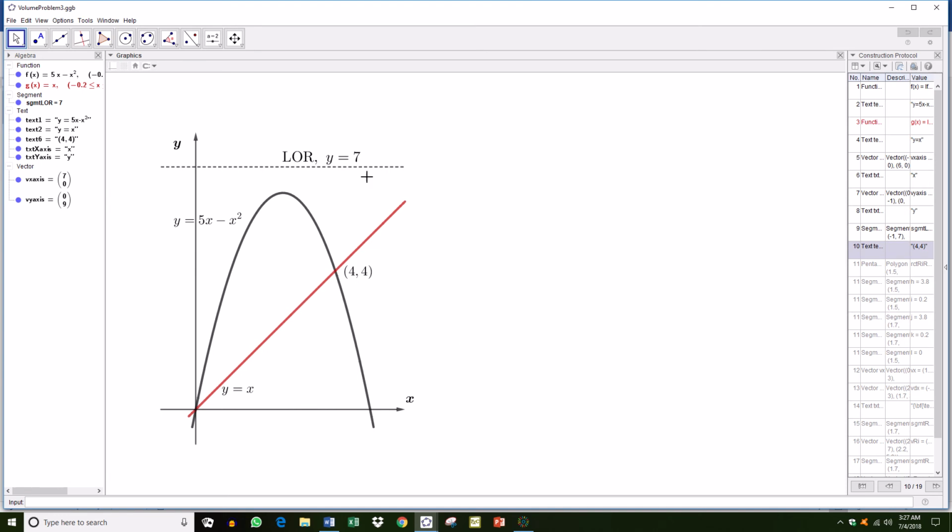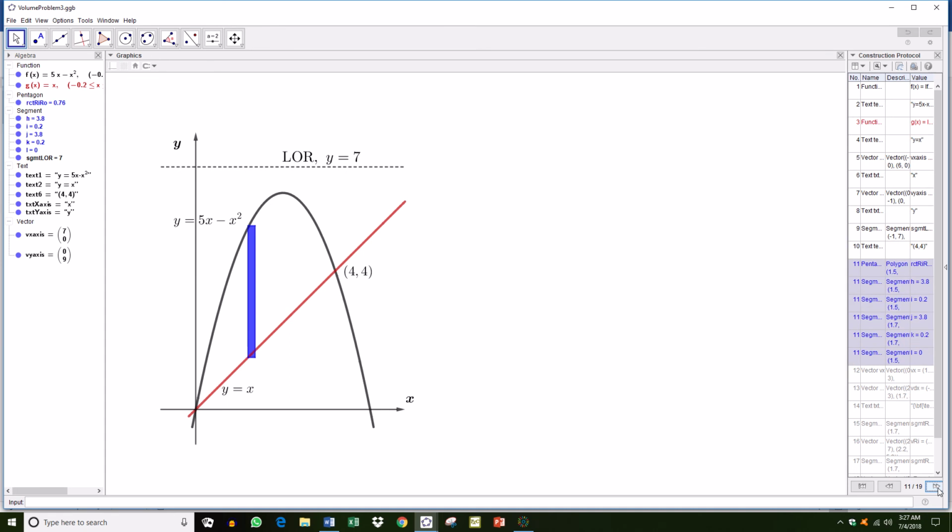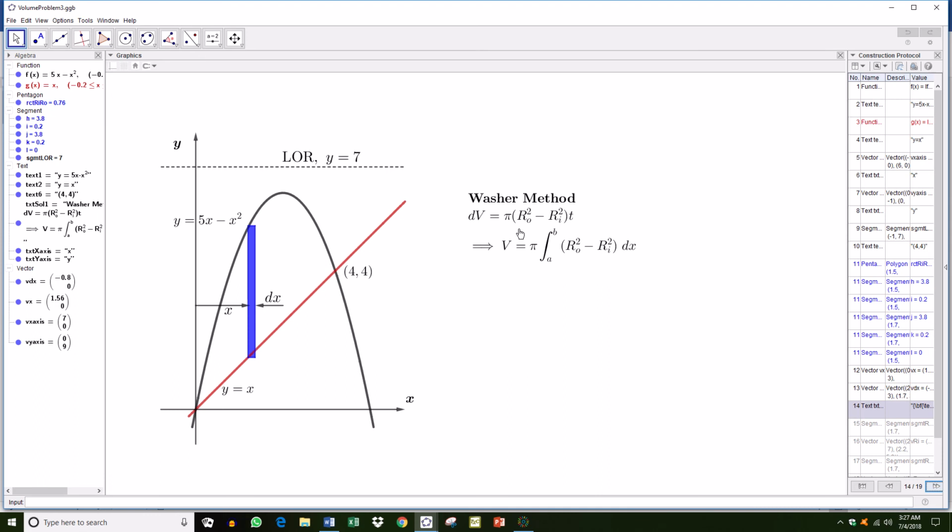Recall, first step, rectangle, vertical. Second step, x and dx. Third step, deciding which method to use. The rectangle is perpendicular to the line of revolution, so disk/washer. Washer automatically means the formula for the volume is π times (R_o squared minus R_i squared) times t. We need to figure out what R_o, R_i and t are in this case.